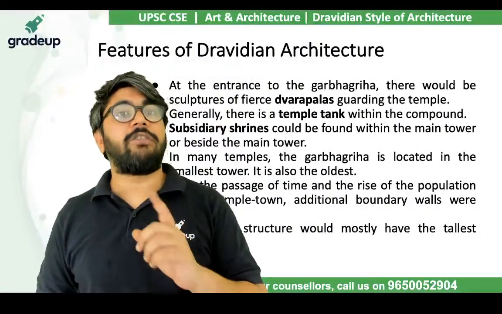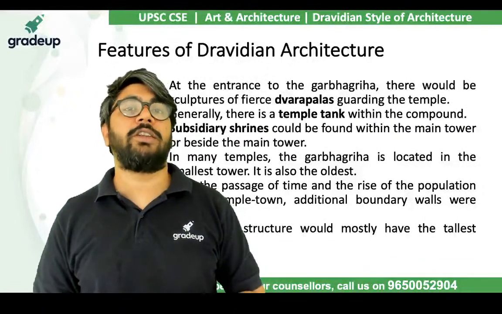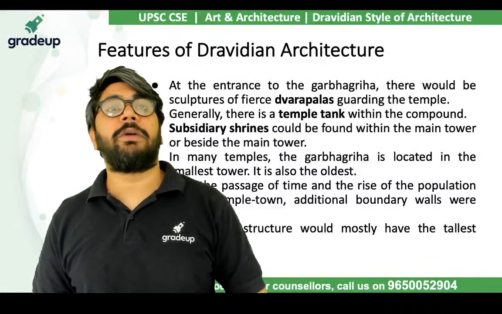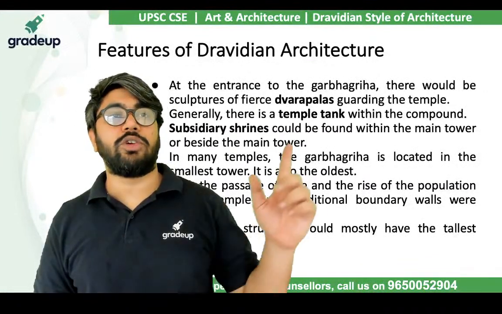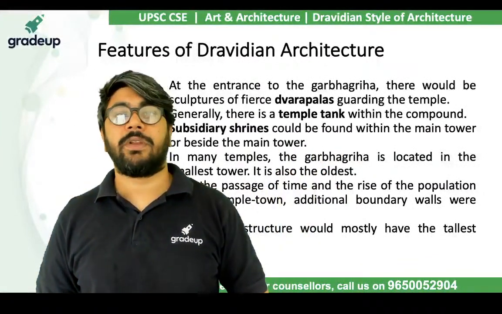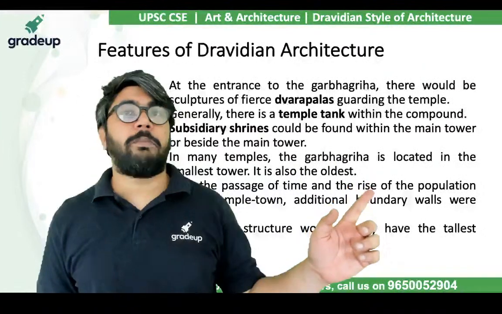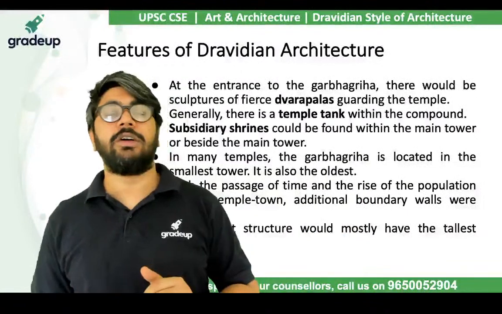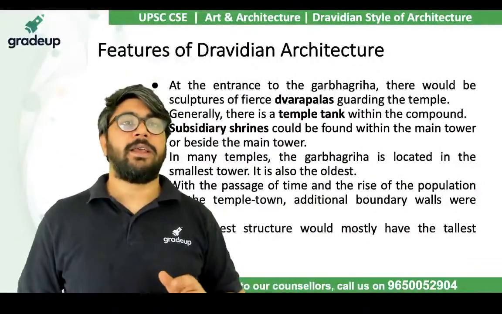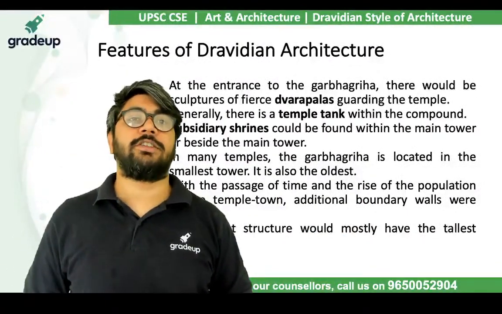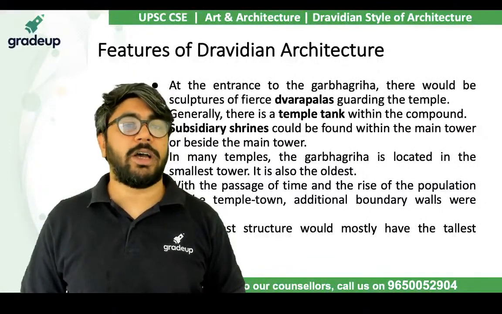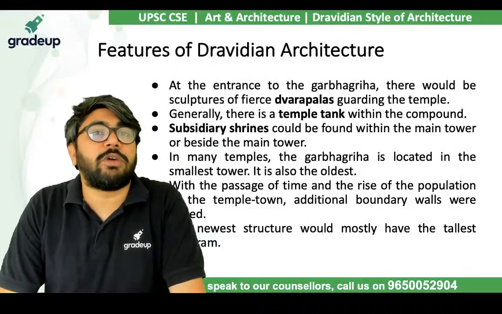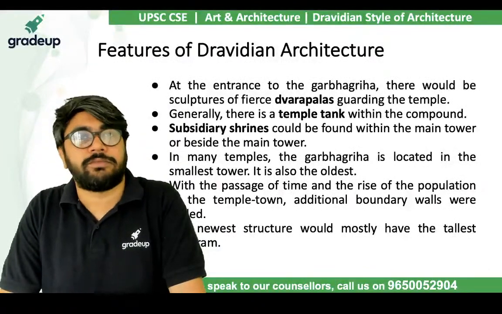And generally in Dravidian architecture, this is a very unique thing that we find, that there is a temple tank within the compound. For example, if you go to the temple in Kerala, Padmanabhaswamy temple, right? So there is a temple tank within the compound, right? Then you also have subsidiary shrines that could be found within the main tower or beside the main tower. So in many temples, Garbhagriha is located in the smallest tower, and it is also the oldest one.